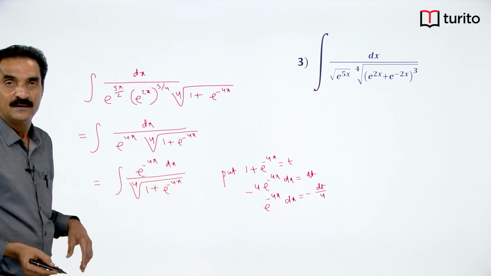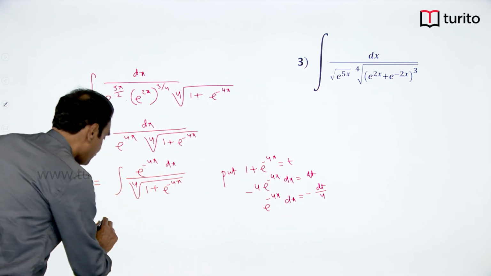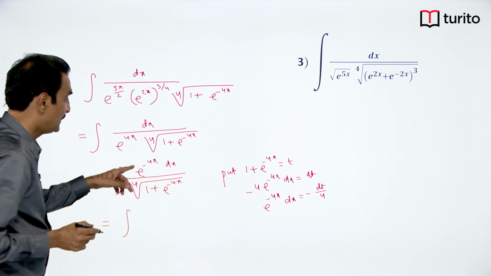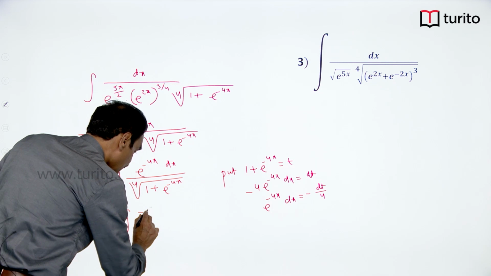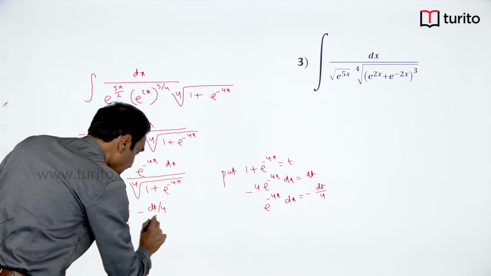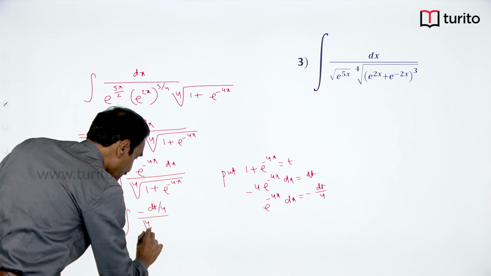Now, over here numerator becomes minus dt by 4 by fourth root of t.